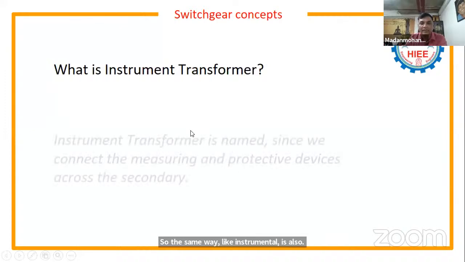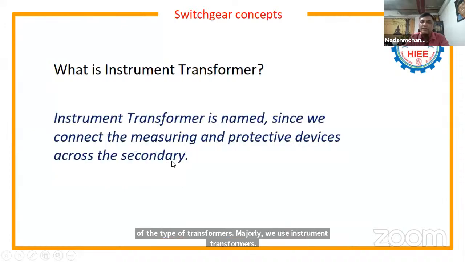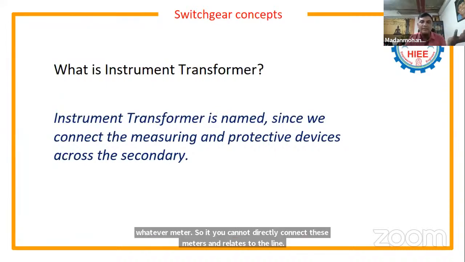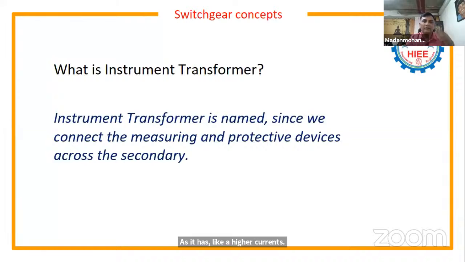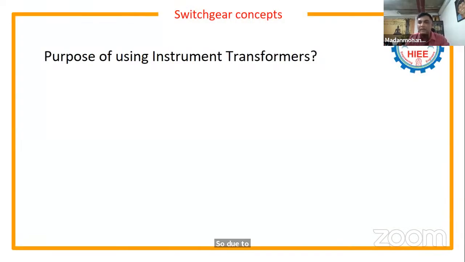Majorly we use instrument transformers since we connect all the measuring and protective devices across the system. For the meters, like the ammeter, multifunction meter, and kilowatt hour meter, you cannot directly connect these meters and relays to the line as it has higher currents. These meters and relays cannot withstand the higher current. The operating current of the meters and relays will be hardly 1 amp. Due to that, we connect all the meters and relays across the instrument transformers.